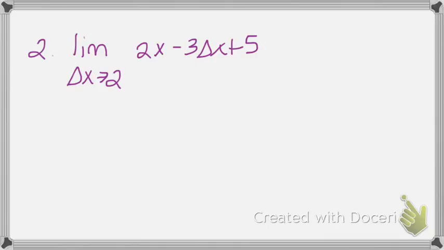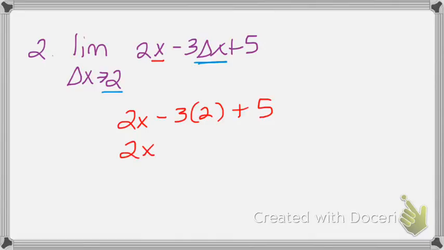Alright, this one's very similar. Delta x is approaching 2, so for the delta x I plug in a 2. Notice that there is an x there, I just don't plug anything in for an x. So I'm just going to leave it as 2x minus 3 times 2 plus 5. So that's 2x minus 1, because that's the minus 6 plus 5. And it's okay for our answer to have an x in it.